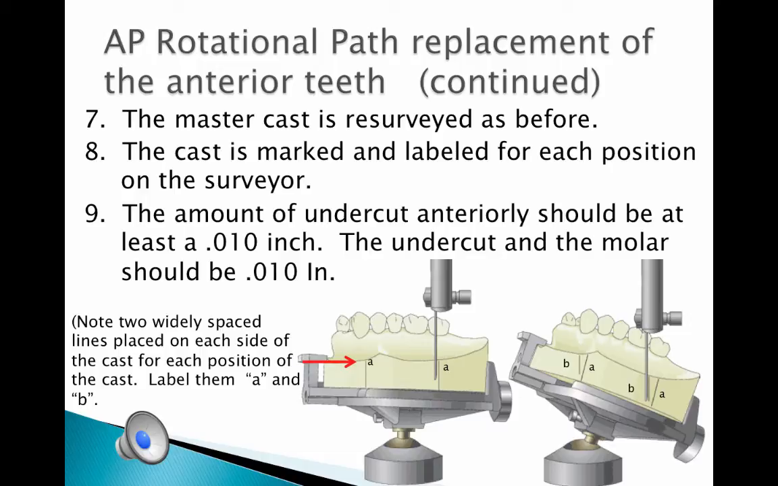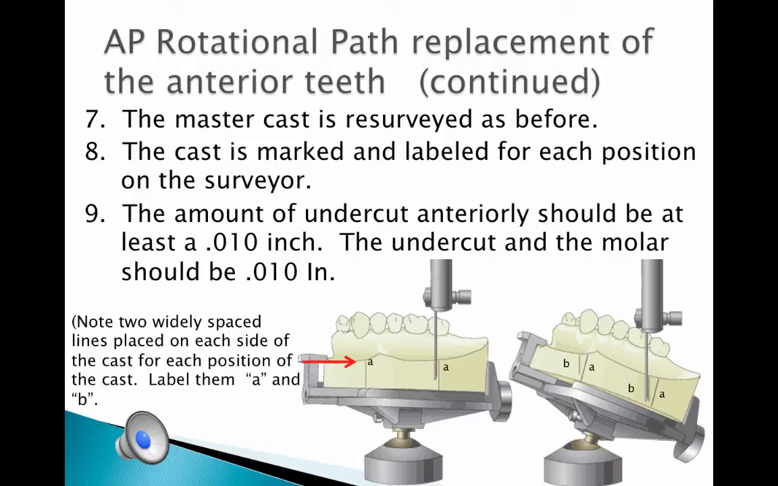The master cast is tripoded and labeled first in the position with the 0-degree tilt, which shows the minimum of 0.010 undercut on the mesial surface of the two anterior abutments and the 0.01 undercut on the distal buccal surface of the posterior abutments. This is done using an analyzing rod as a guide for marking two widely spaced lines on the sides of the cast. This line is labeled A, as in the illustration above.